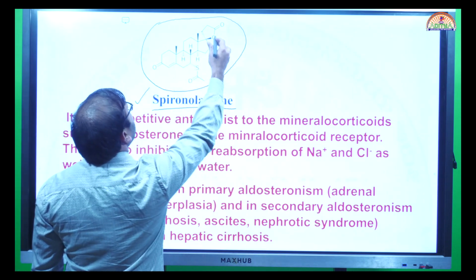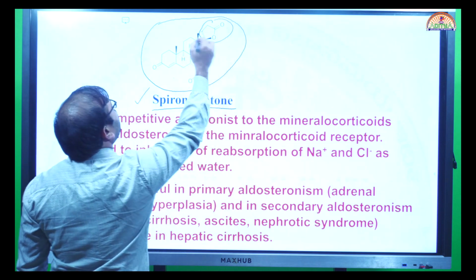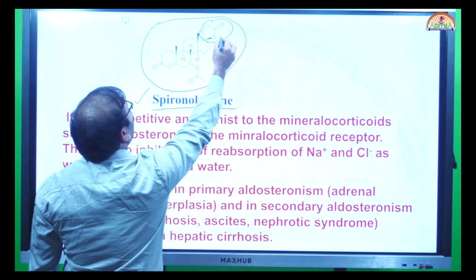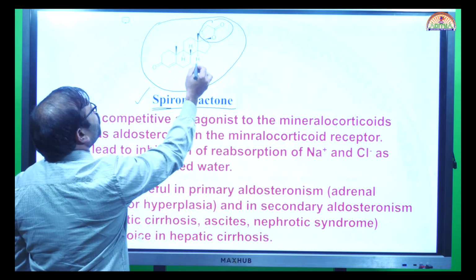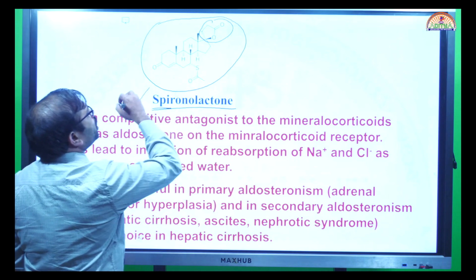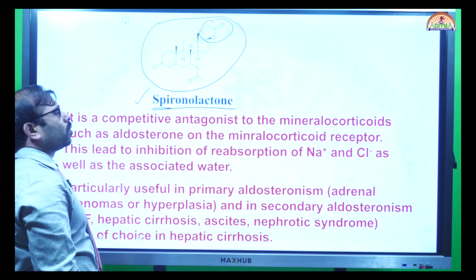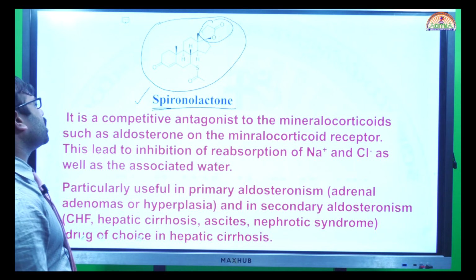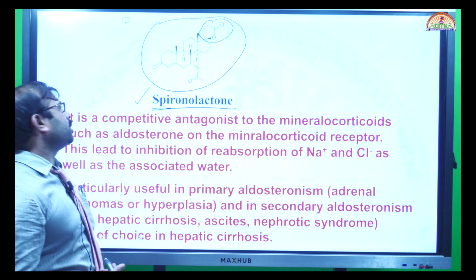At rings A, B, C, D, at the D ring you have a lactone moiety. It is called a spiro skeleton, where you have a thioketone derivative at this position, along with a lactone at this one. That's why it is called spironolactone. Spironolactone acts as one of the best well-known antagonists against aldosterone.